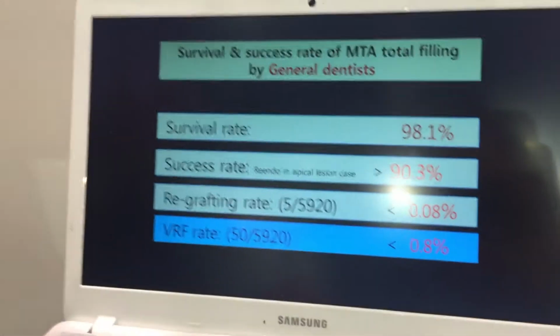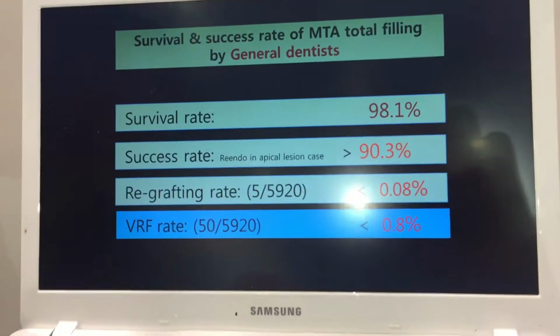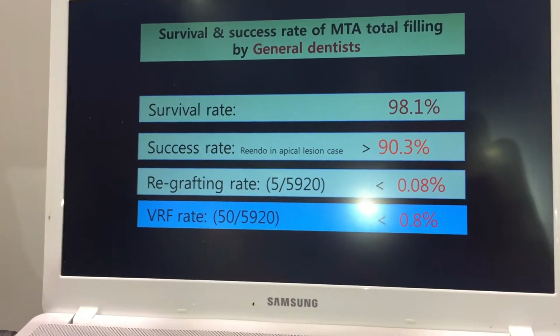Okay? And next, the regrafting rate means removal of the MTA monoblock material and secondary treatment by regrafting or refilling the root canal space with the MTA. And the regrafting rate is at a very low level. The incidence, as is shown in this slide, is 0.08%, a very low incidence of regrafting.